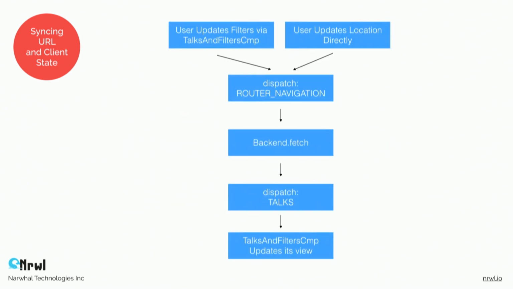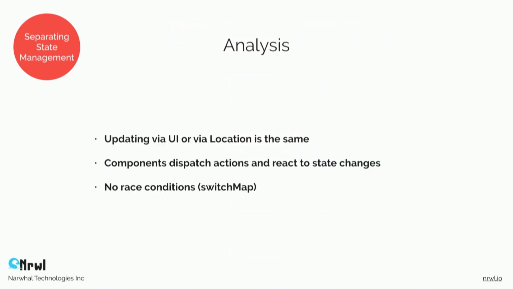So the diagram roughly looks the same. We can update our filters via the UI or via the location, it doesn't really matter. Both events will dispatch router navigation. Both will result in a fetch. Both will dispatch talks, and then our component will update what needs to be updated. So this is the result of this change.